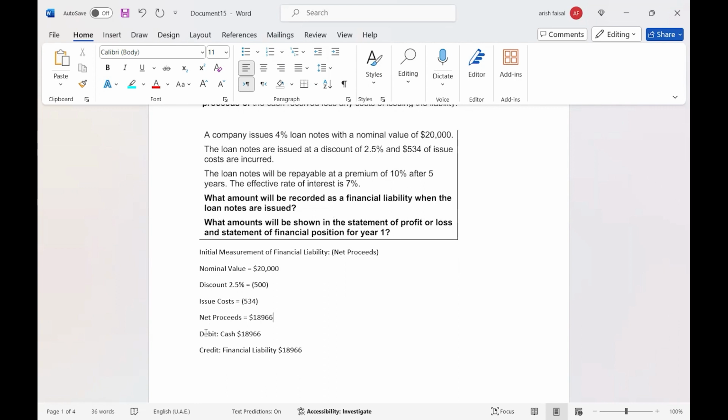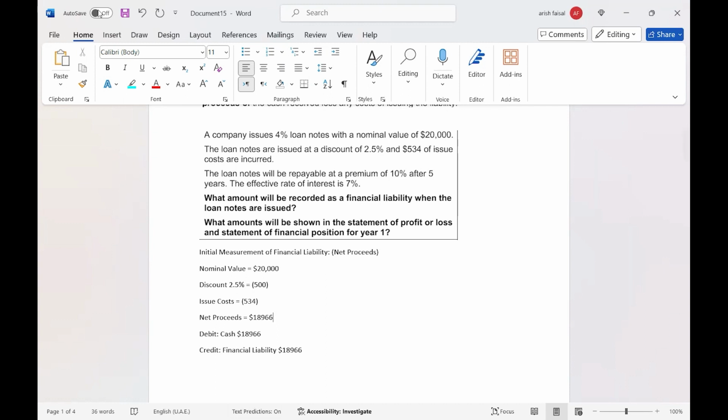So it's basically going to be at the amount which the company issuing the loan notes has received. After that, now we will have to work out the subsequent measurement. Although in this question they have just asked you to show it for year one, I will be doing it for all the 5 years, so you actually understand the concept of that 7% and how you're supposed to do it.